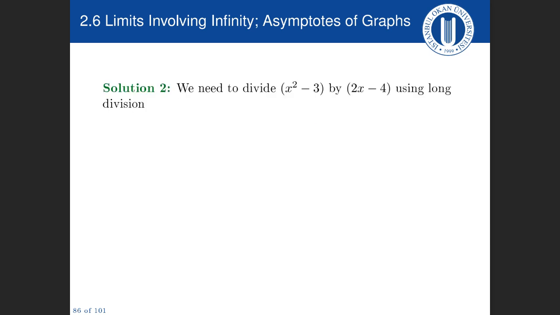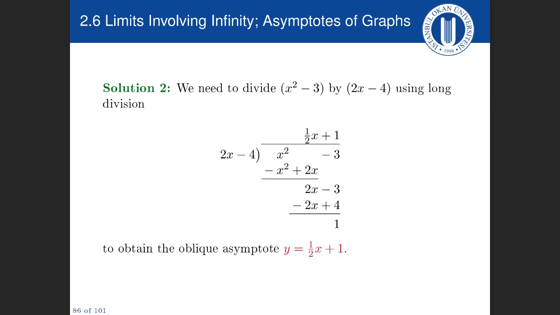Let's do another one. Let's solve this problem using a different method. We need to divide x squared minus 3 by 2x minus 4 using long division. This is the method that your textbook recommends to you. And for those of you who have studied long division at high school, you might prefer this method.